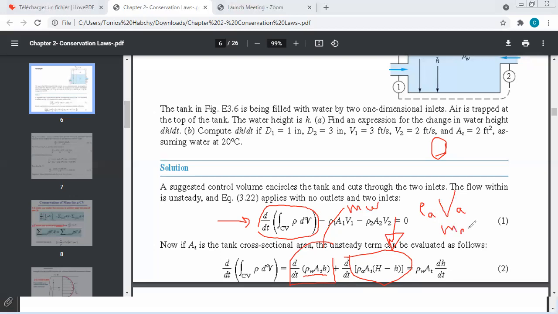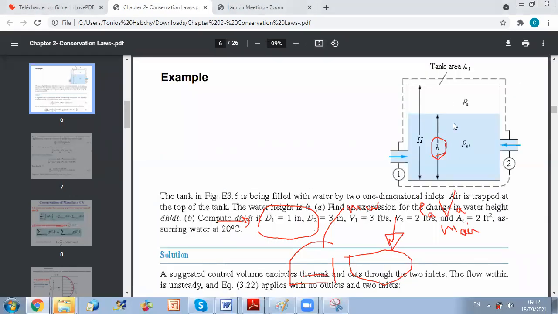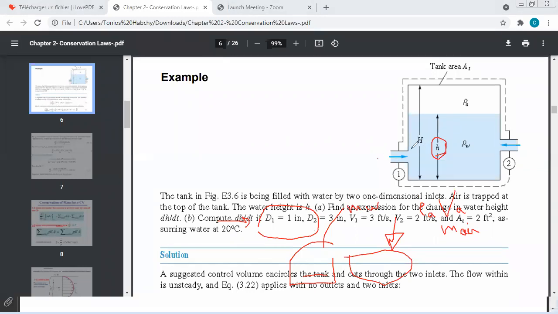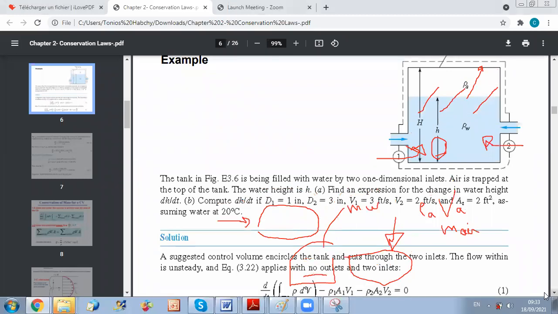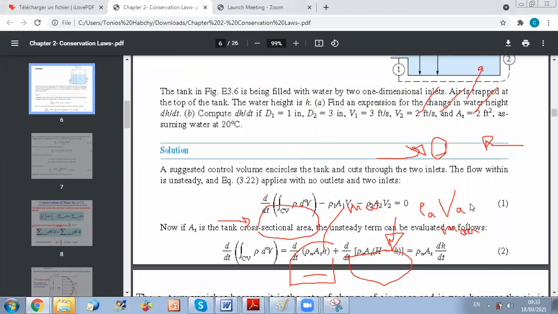But as you can see here, your tank is closed. So if you go back to your figure, what do we have? We have a closed tank that contains initially air and water. So as water enters the system, the mass of water is increasing. But what about the mass of air? The mass of air will remain the same. So the volume of air will decrease, but due to compressibility effects, the density of air will increase in a way that the product rho of air times volume of air will remain the same.